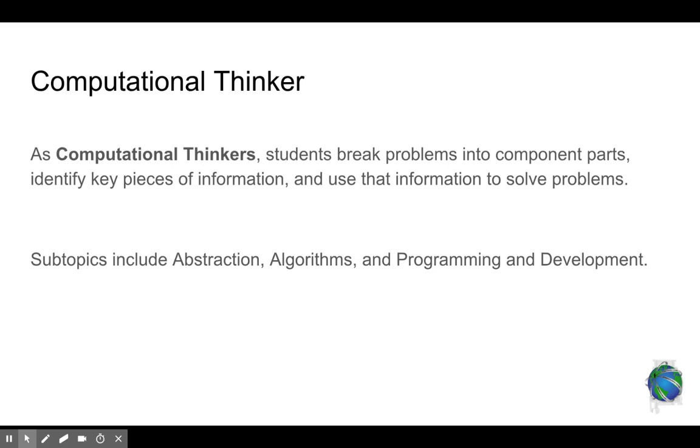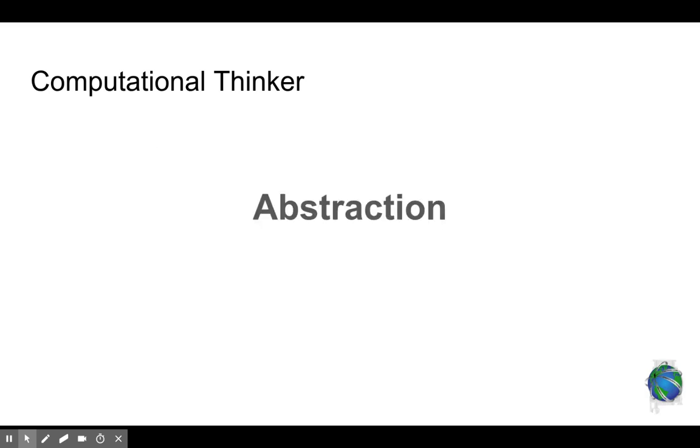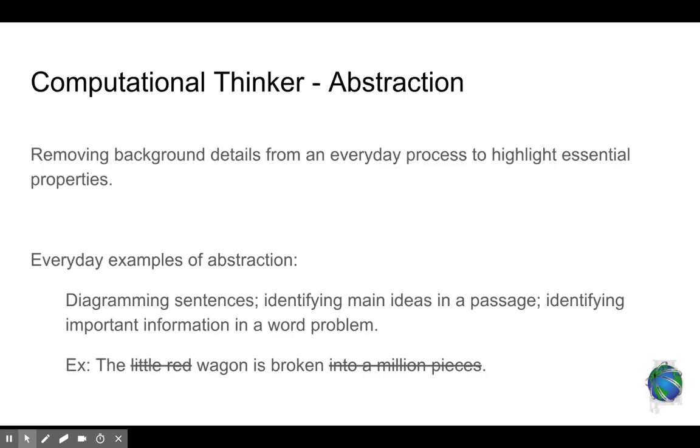So let's take a moment just to identify how we have the Alabama Digital Literacy and Computer Science Standards organized. You have the strands first, so in this example, computational thinkers, and then you have subtopics like abstraction, and then you have the actual standards. So it's kind of a hierarchy, the top of which is the strands, then subtopics, then the actual standards. So for instance, under abstraction, an example of a standard might be remove background details from an everyday process to highlight essential properties. This is a thing that they would be doing.